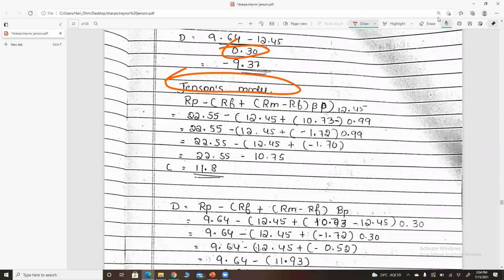Here calculate, this is for C. RP, the return of the portfolio, is 22.55, RF is 12.45, RM is 10.73. RM minus RF is 10.73 minus 12.45. Then you need to multiply with the beta, that is 10.73 minus 12.45 into 0.99. So you get the answer, that is 11.8.